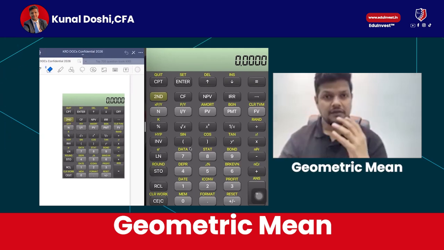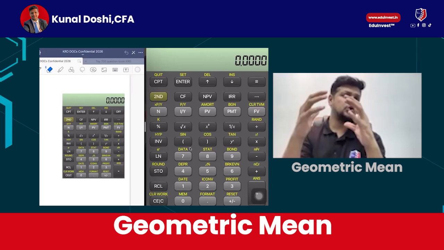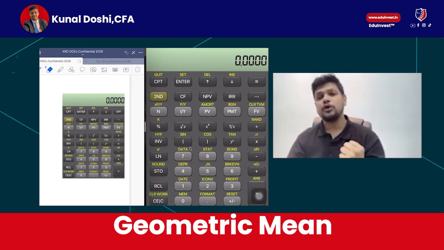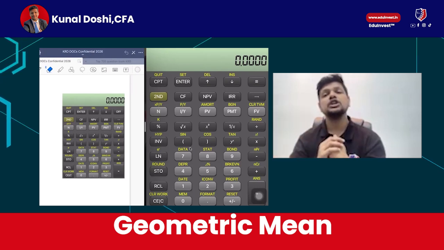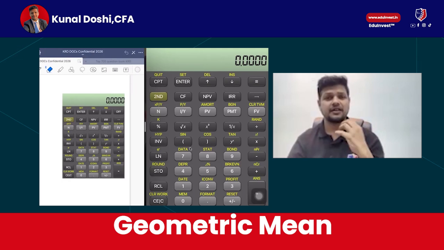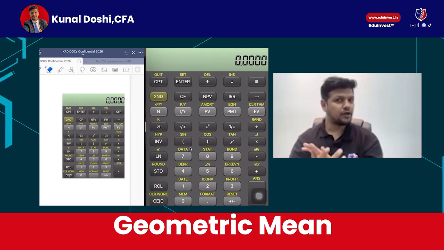Now, first of all, we've already set up the calculator. So I'll take up an example, because in geometric mean you have returns for different periods and then you compound them. Here I'm going to use the function of y to the power x to get the cube root. Well, if there are 3 years, you need the cube root. If there are 4 years, you need the fourth root, and fifth root and so on. So we'll take the example of cube root.